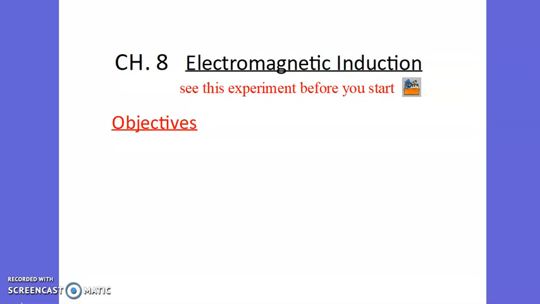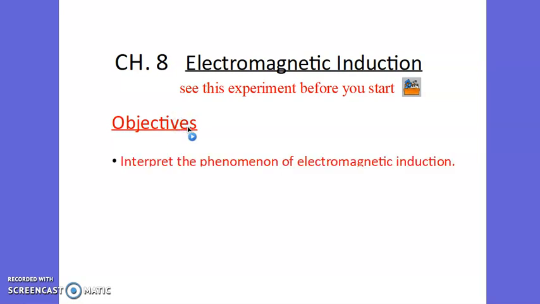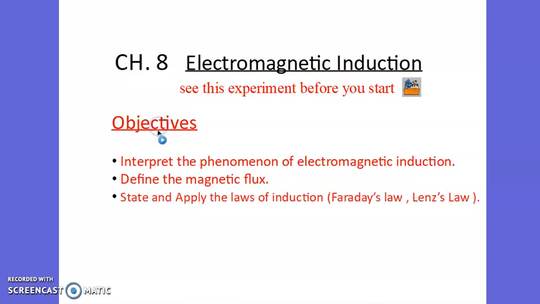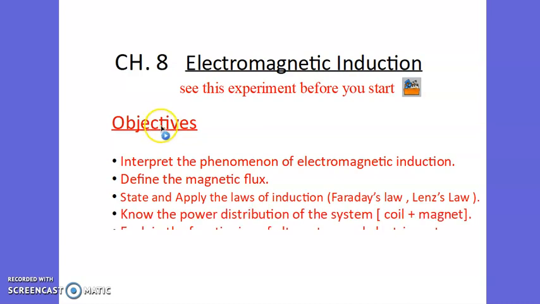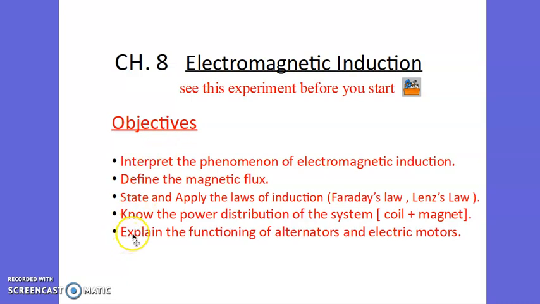As usual, we start with the objectives. First, the phenomenon of electromagnetic induction. The second, define the magnetic flux. State and apply the laws of induction, we mean Faraday's law and Lenz's law. Know the power distribution of the system, coil magnet system. And finally, explain the phenomenon of alternators, explain the functioning of alternators and electric motor.